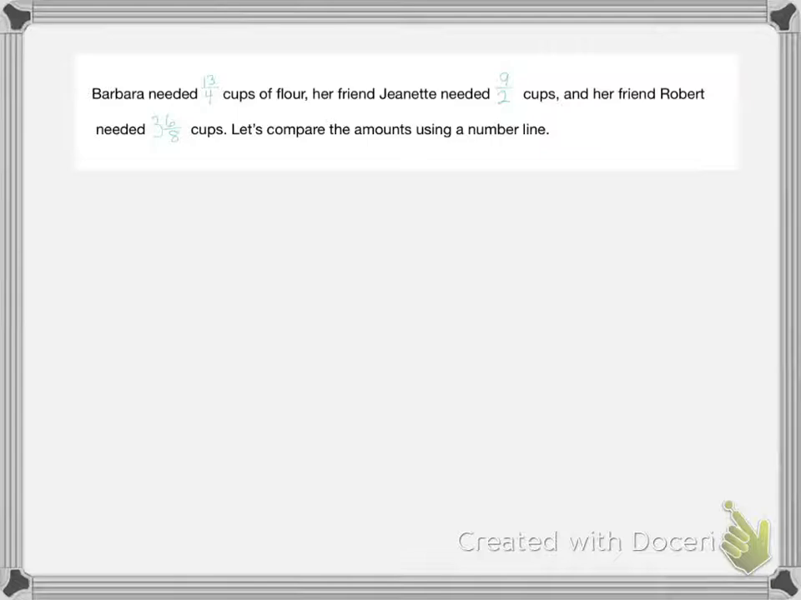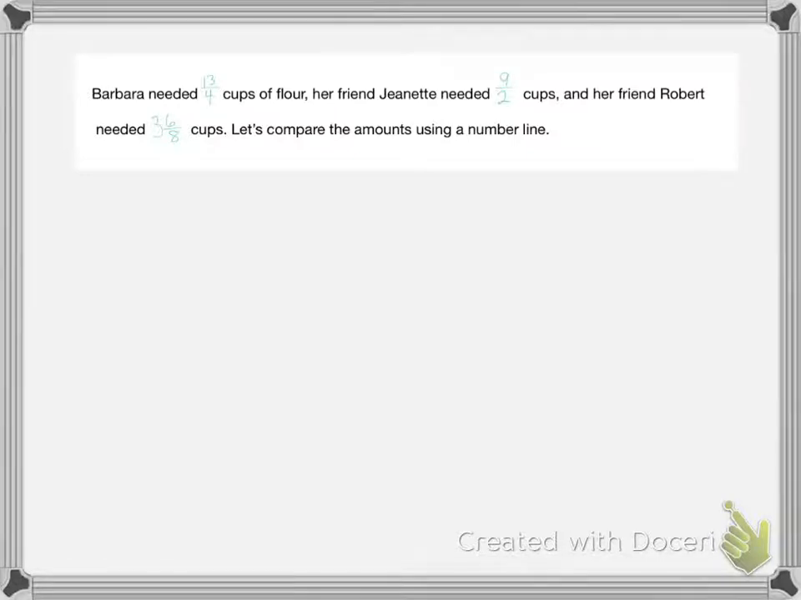We have Barbara needed 13/4 cups of flour. Her friend Jeanette needed 9/2 cups. And her friend Robert needed 3 6/8 cups. Let's compare the amounts using a number line.